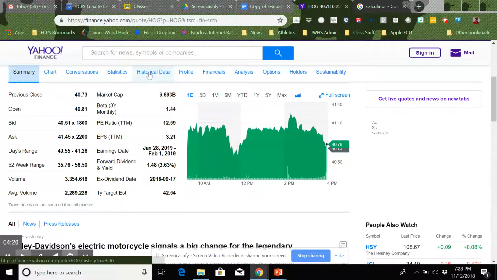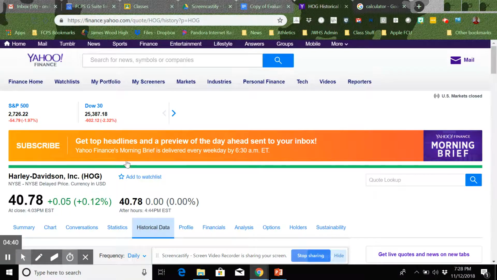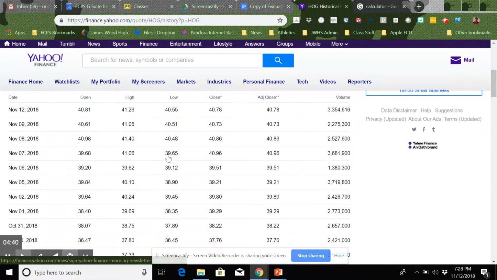Okay, what this does is actually pulls up the closing price for this stock for whatever time period we set. Get this going. There we go. Okay, so it's showing historical prices over the last year. It's showing it every day. Okay, that's a little bit too much to look at.